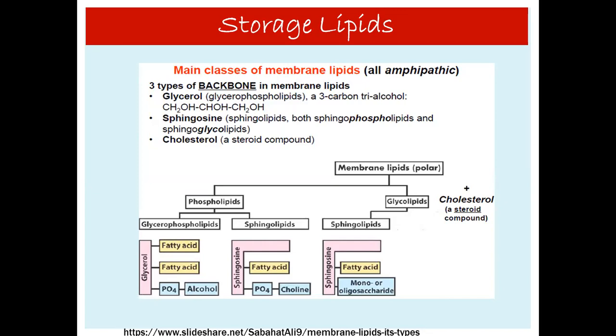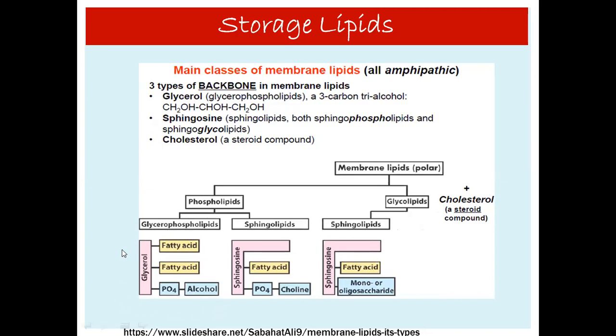Next, sphingosine may be there. Another one is cholesterol. So here you can see this chart of membrane lipids. We can divide it in broader ways into phospholipids and glycolipids plus cholesterol. Phospholipids may be of two types depending on the head group: glycerophospholipids and sphingolipids, and glycolipids also may be sphingolipids. So how does it look?